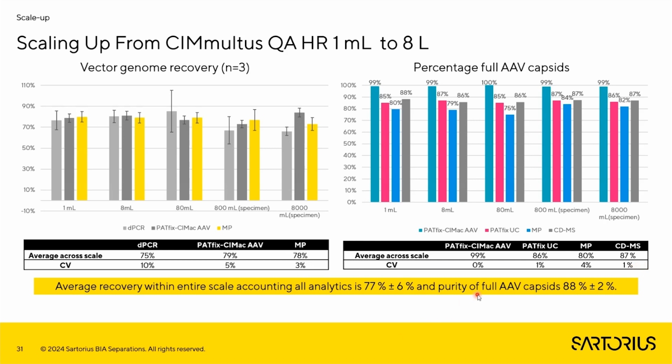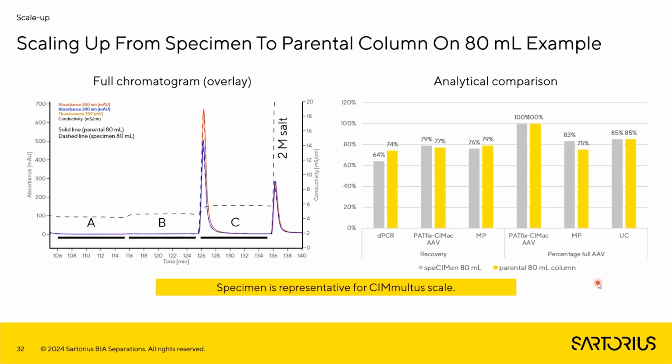The conclusion here is conjugated, so it takes everything together. Here we have the average across scale, but then we've also done an average across analytics. This is something I would not encourage you to do, but just for the sake of having a single conclusion and a take-home message, what is my recovery and what is my percentage full. We reach roughly 77% recovery with a purity of 88%, accounting for all of the analytics.